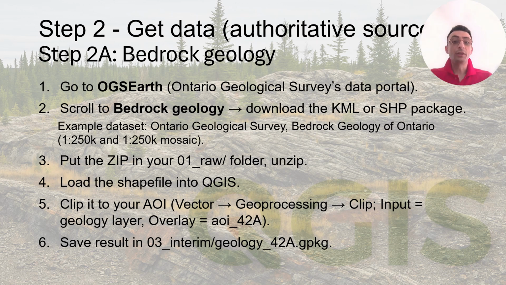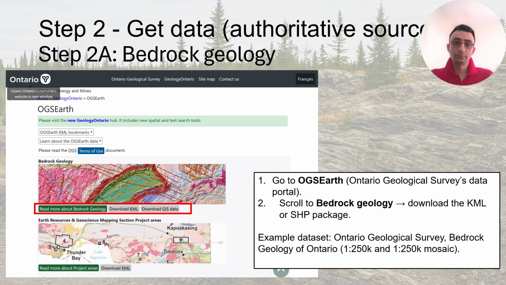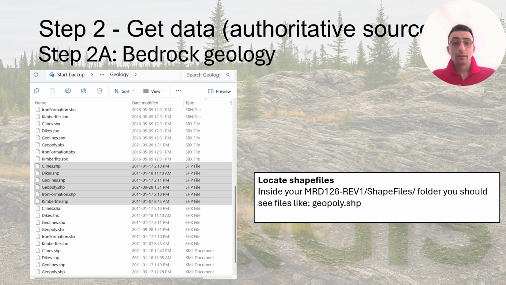Where to get the data? For Ontario, the main source is OGS Earth, the Ontario Geological Survey's data portal. There you can download Bedrock Geology datasets at 1 to 250K scale. Typically, these come packaged as shapefiles. For example, here it's inside the folder called MRD127Rev1. This contains polygon geology, lines for faults and contacts, and sometimes dikes and iron formation units.